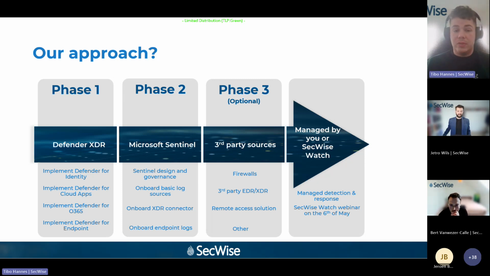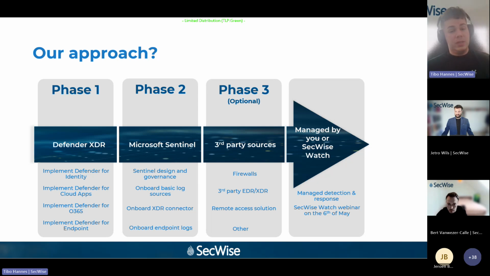Phase 2 goes to Microsoft Sentinel, where we will help with your Sentinel design and governance. So where in your Azure do you place it? How do we do it? How do we separate it from the operational logs? We will also onboard basic log sources with cloud native connectors, onboard the XDR connector, and onboard the endpoint logs. So everything from your clients to your server endpoint logs.